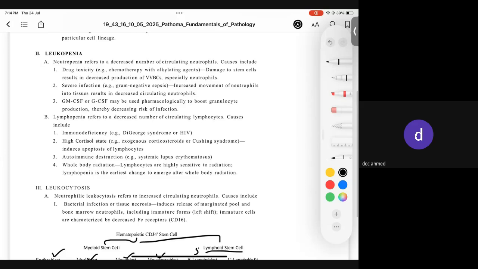So those who are on chemotherapy or an alkylating agent can have damage to the stem cell. For example, if the hematopoietic stem cell is damaged, we can't make enough neutrophils, which is going to lead to neutropenia. Penia means fewer neutrophils, right? Okay, severe infection. So there is a difference between infection and severe infection, right?